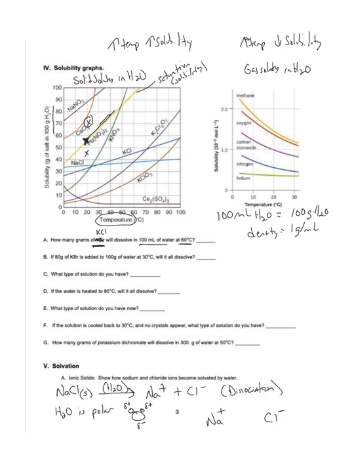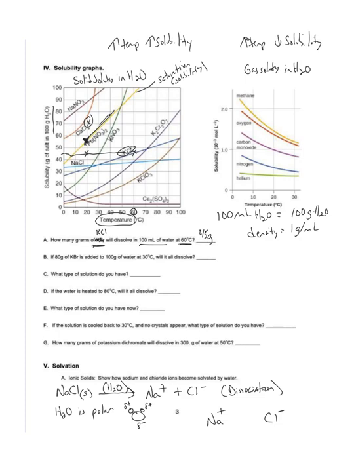Okay, how many grams of KCl will dissolve in 100 milliliters of water at 60 degrees? So what I need to do is find the KCl line, and I've got to find 60 degrees. When I go up there, I make the point, and I go across, and it looks like 45 grams. So about 45 grams of KCl will dissolve in 100 milliliters or 100 grams of water. That is the saturation point, the maximum solubility at that temperature.